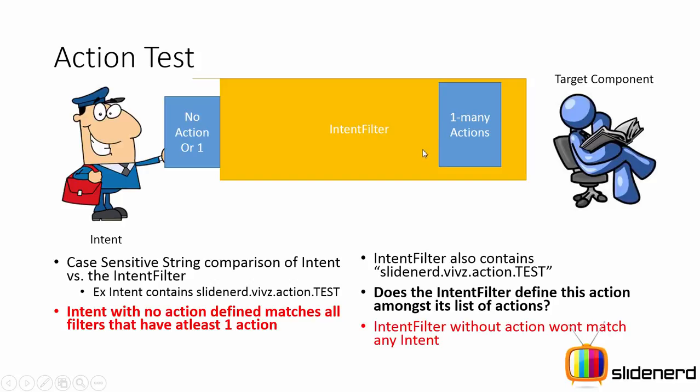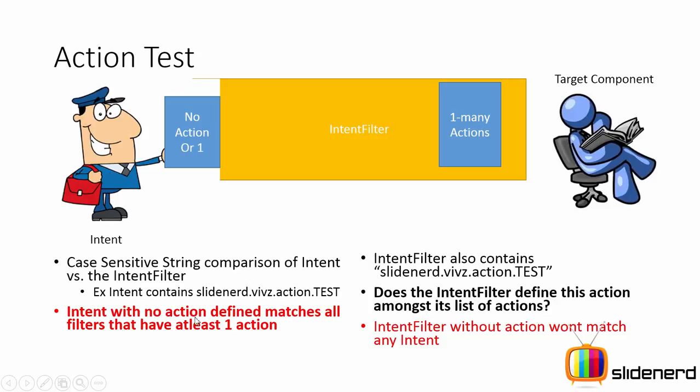Now the intent filter has one-to-many actions. Remember, if the intent filter has zero actions, it's not going to match any intent, so there is no point in that. Therefore, when you have one-to-many actions, you know very well that on the left-hand side the intent is always going to have one action. That action on the left must be contained in the list of actions defined by your intent filter. In other words, does the intent filter define the action of the intent amongst its list of actions? If yes, then there is a match.